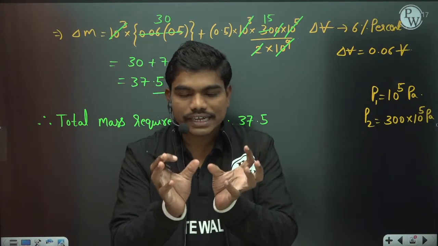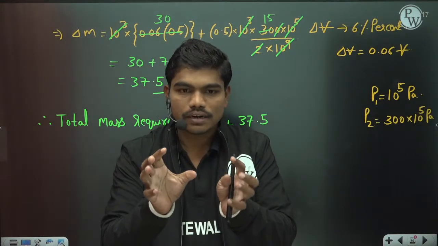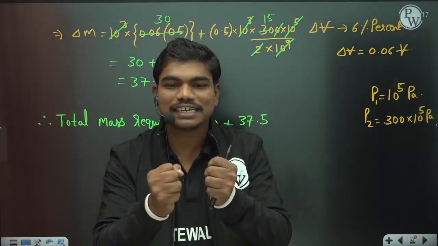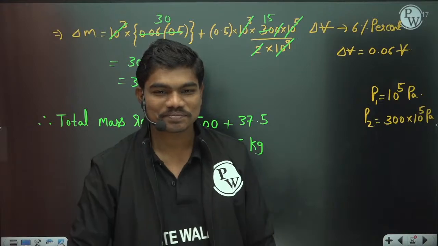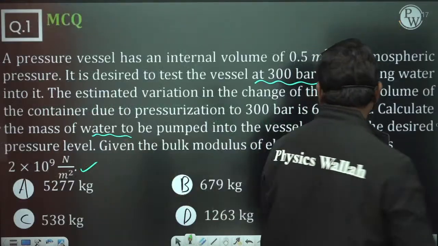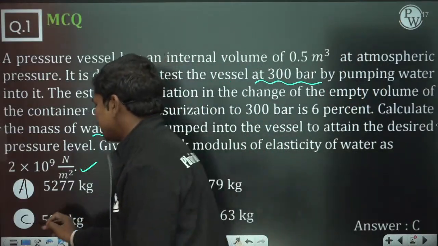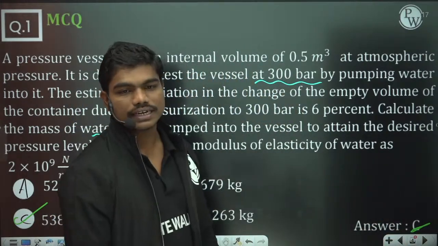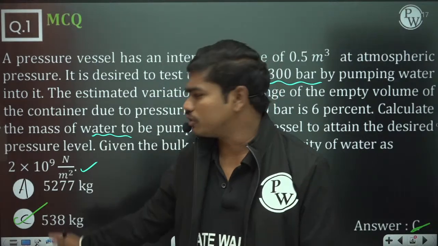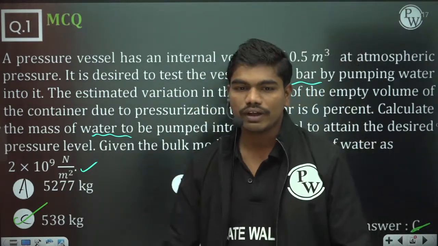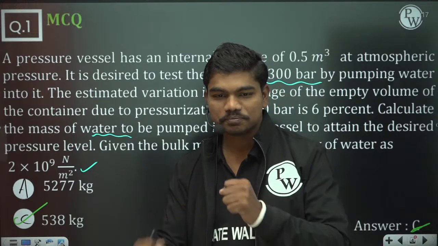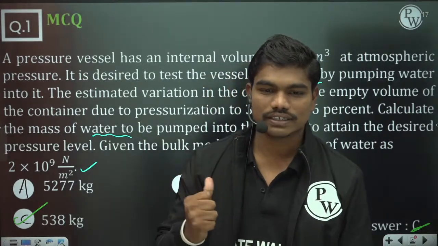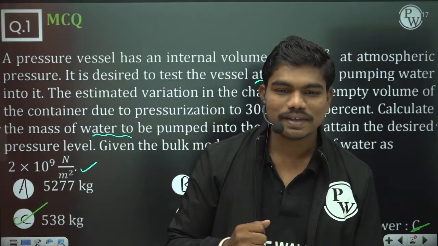So basically we are talking about two simple, very common intuitions: the initial mass is for filling, and the secondary mass is for creating pressurization. Now we have calculated the answers, and of course the correct answer given here is 538. So 538 kgs, rounding to the nearest integer, of water is needed for creating the pressure inside this vessel.